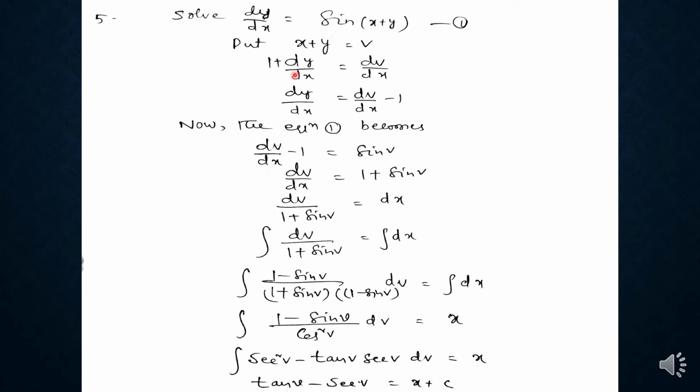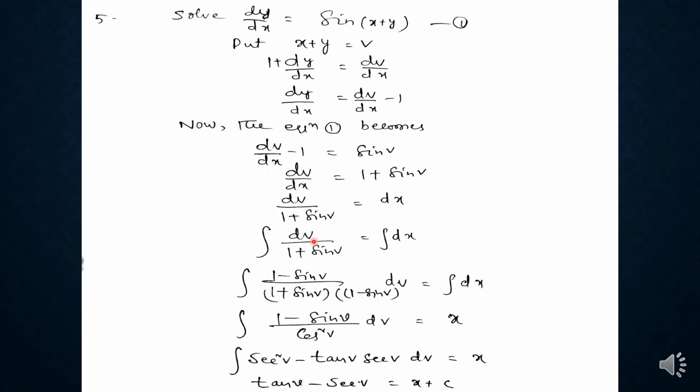sin v. Here by substituting dy by dx value as dv by dx minus 1 in the equation 1, we can write it as dv by dx minus 1 is equal to sin of x plus y. Sin of x plus y means that is sin v. So dv by dx is equal to 1 plus sin v.